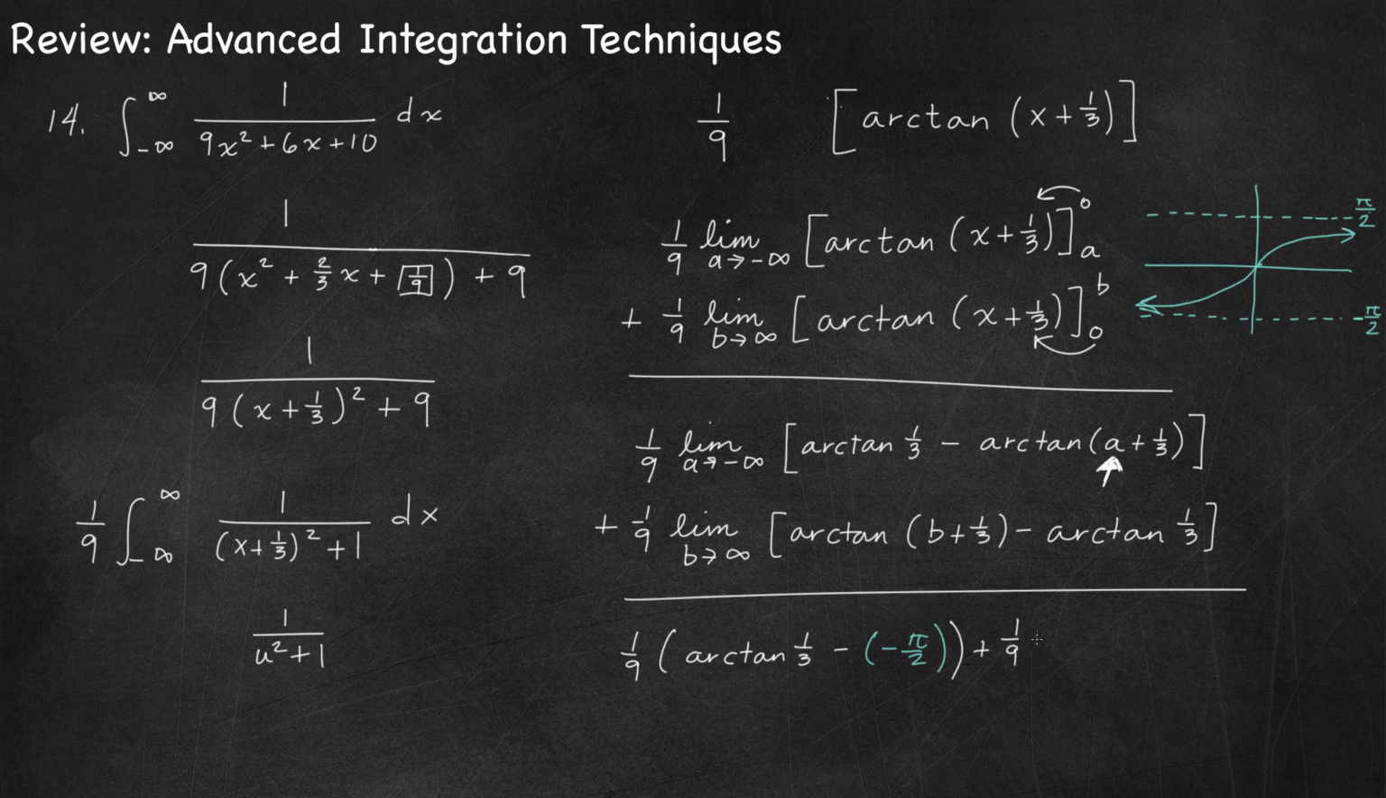Plus, and then my next limit, 1/9. And now we have arctan of, right here, arctan of infinity, positive infinity. Well, the arctan of infinity is positive pi over 2. Okay, and then minus arctan 1/3.